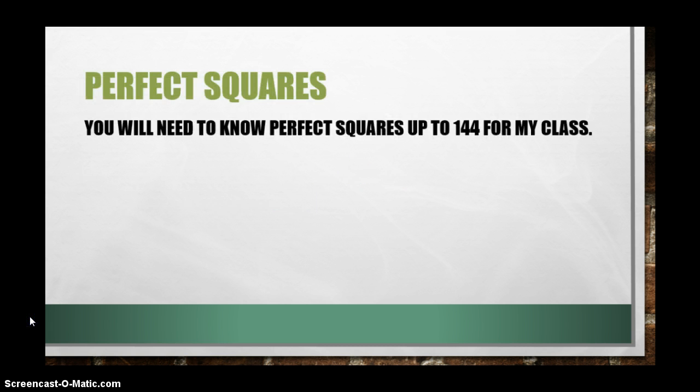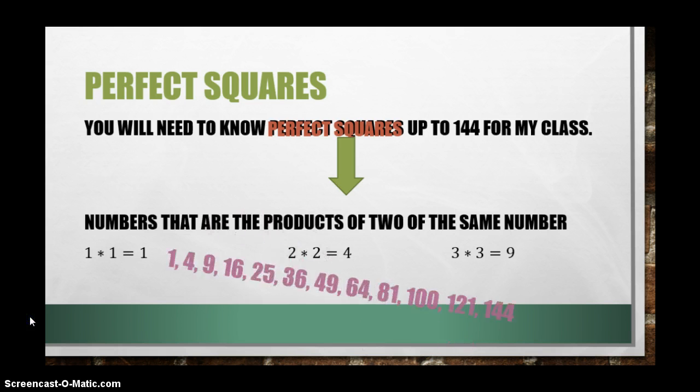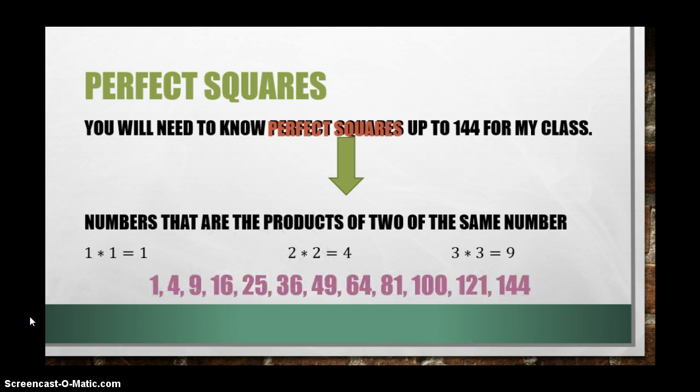Now, you'll need to know perfect squares up to 144 for my class. Perfect squares are numbers that are products of two of the same number, such as 1 times 1 is 1, 2 times 2 is 4, 3 times 3 is 9. Below are the numbers that you will need to memorize as perfect squares for this class.